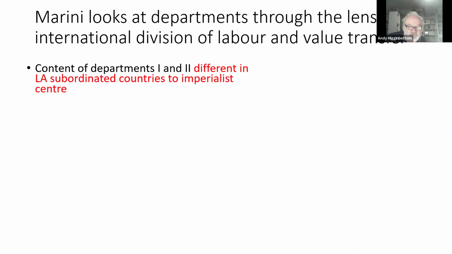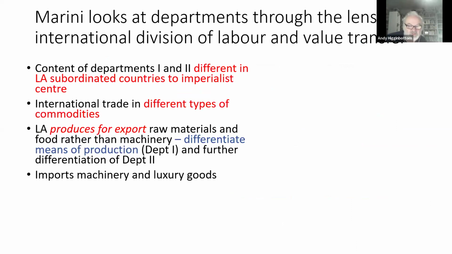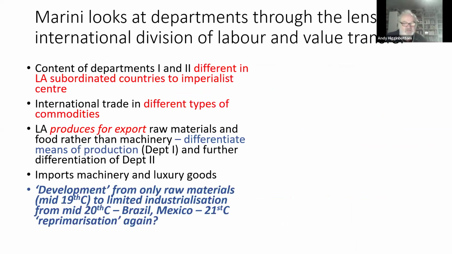So he's bringing a fresh perspective to these departments of production. And what he's saying overall is they're different in Latin America than they are in Europe, right? And what we're actually producing is different types of commodities. You could think of the production of means of production as differentiated between raw materials on the one hand and machines on the other. But even further, the type of machinery that's being produced is different, right? And he says, well, this does change. We started off just producing raw materials capitalistically and foodstuffs, but there has been some limited industrialization.